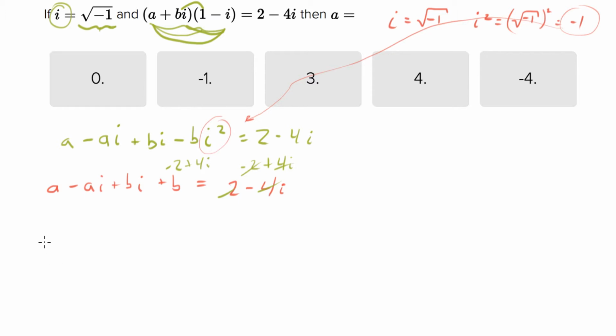So what you end up with is a plus b minus 2, and now I'm going to factor out an i, plus i times, here's all the numericals, plus i times -a plus b plus 4. All of that equals 0.